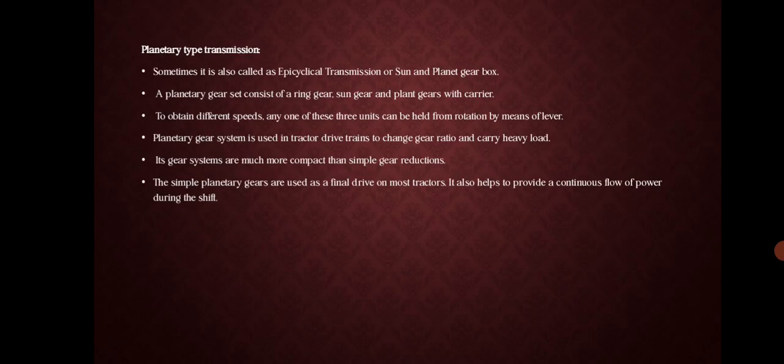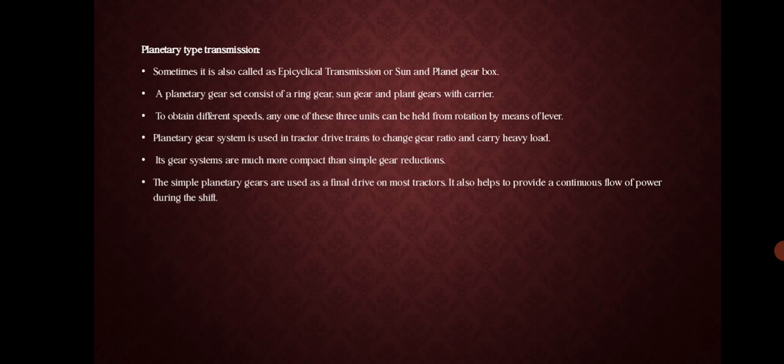Next is planetary type transmission. Sometimes it is also called epicyclical transmission or sun and planet gearbox. A planetary gear set consists of a ring gear, sun gear, and planet gear with carrier. To obtain different speed, any one of these three units can be held from rotation by means of lever.